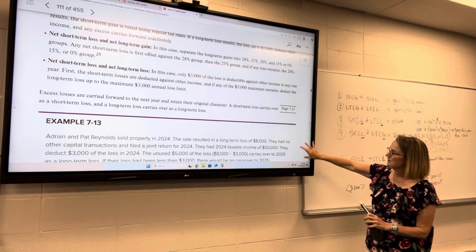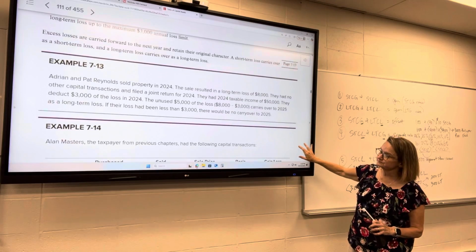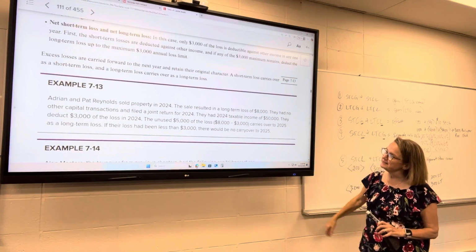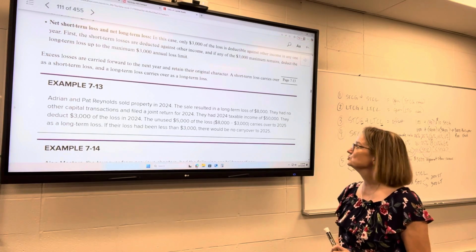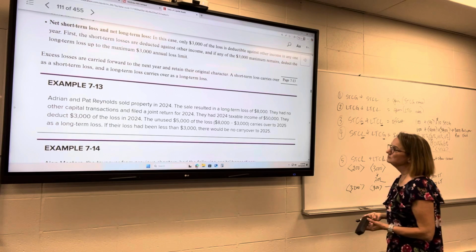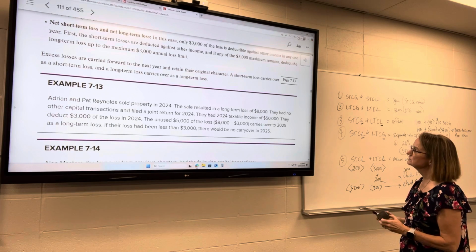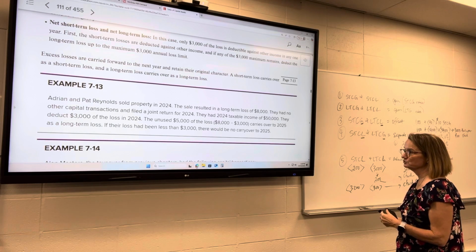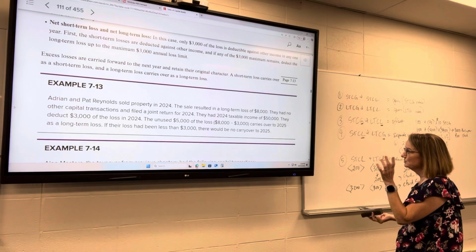All right, let's take a look at this. Adrian and Pat sold property in 2024. It resulted in a long-term loss of $8,000. They had no other capital transactions, filed a joint return for 2024. They had taxable income of $5,000.